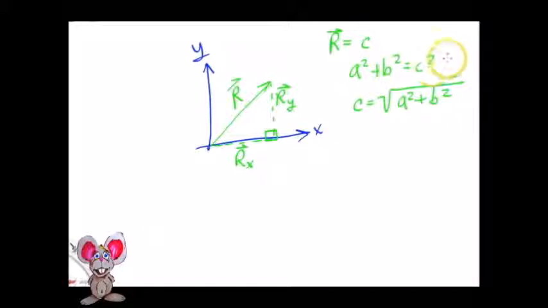Because if a squared plus b squared equals c squared, that means c squared is equal to just a squared plus b squared, which we have right here. So I could just have written this as c equals the square root of c squared, right? It's the same as this. So that's what that's about.